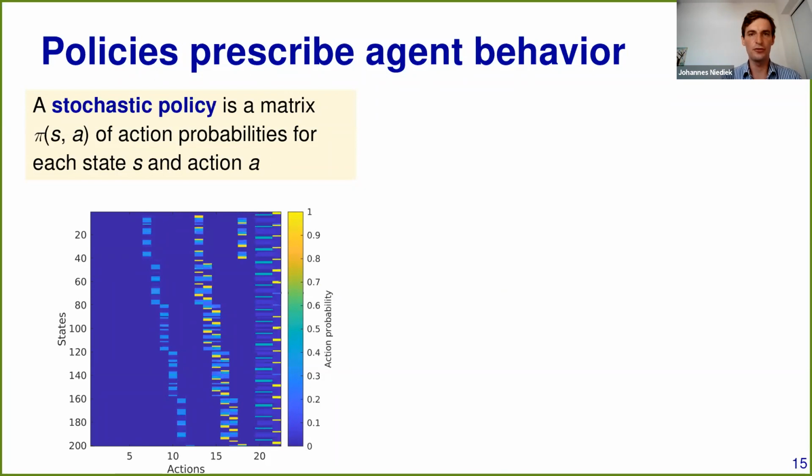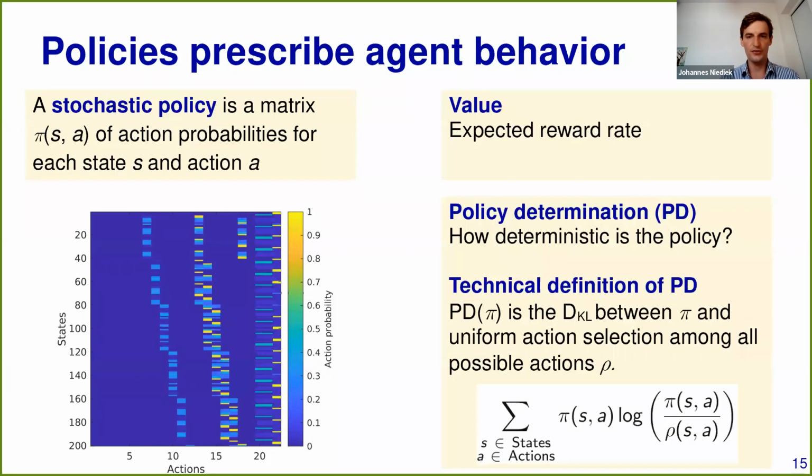And policies have two important properties. The first one is the value. Value of a policy is the expected reward rate if I follow this policy. And the next one is policy determination. And this is not so known, so I'll explain it a bit in detail. So basically, the principle of policy determination is how deterministic is the policy. Formally, it is the Kullback-Leibler divergence between the policy and the default policy where every action has the same probability.